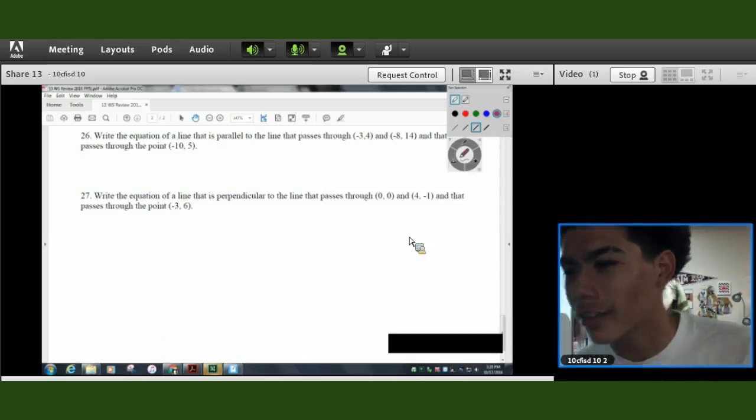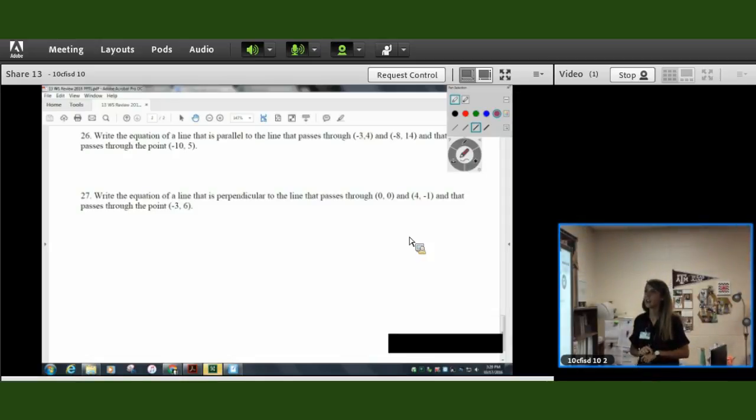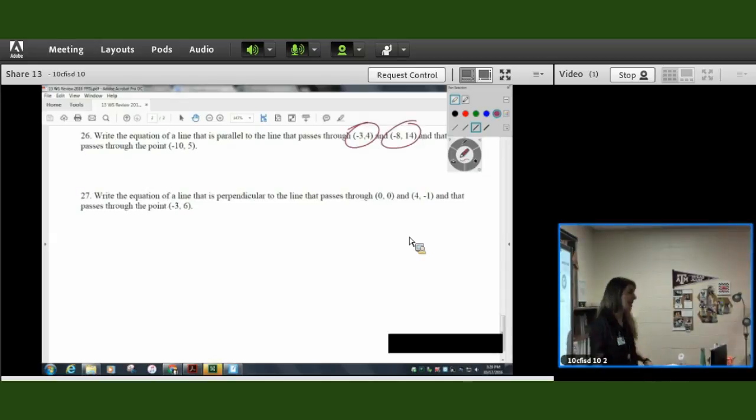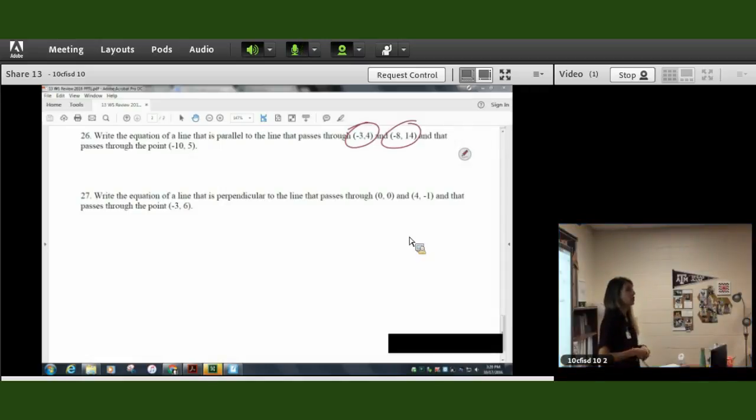Write the equation of a line that is parallel to the line that passes through that, and so on. Okay, where do we start? Start with an S. Everyone do it with me. That's 26. What do you do first? Delta y over delta x. What's it called? The slope formula. Let's start by finding the slope.